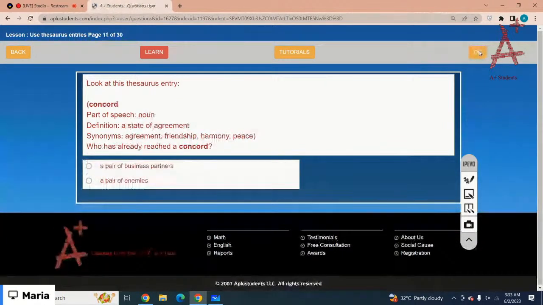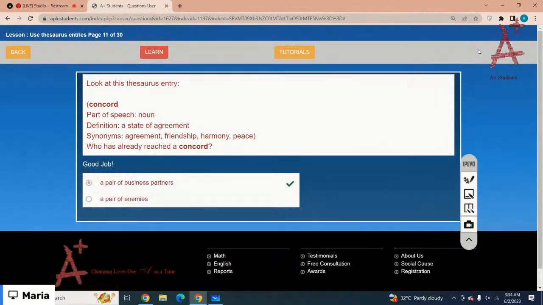Okay, the next one is concord. That is a noun. It means a state of agreement. The synonyms are agreement, friendship, harmony, peace. Who has already reached a concord? Which is the correct option? A pair of business partners or a pair of enemies? That is an agreement. So you can have an agreement between business partners. So that would be option number one, a pair of business partners. Got it? Okay, you can complete the test by yourself later today.